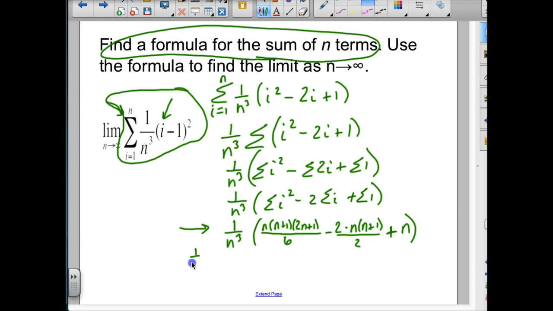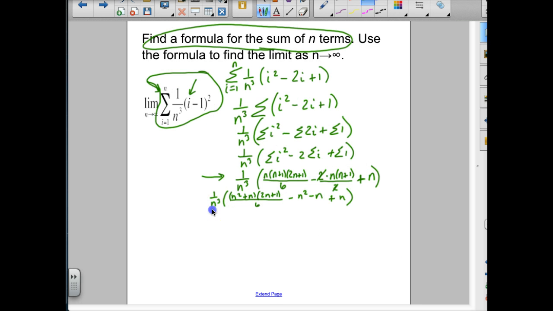So 1 over n to the third times, I'm just going to distribute that in first, so we'll have n squared plus n, and then that's going to be distributed times the 2n plus 1. Here, these 2's can cancel, so I'll have minus n squared, and then that minus sign distributes. So as I'm distributing the n in, I'm distributing a negative n in. So negative n squared minus n, and then plus this n at the end here.